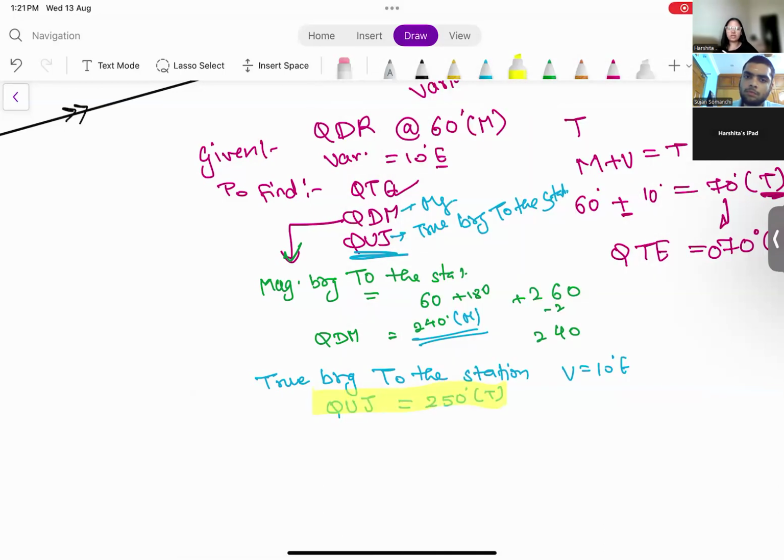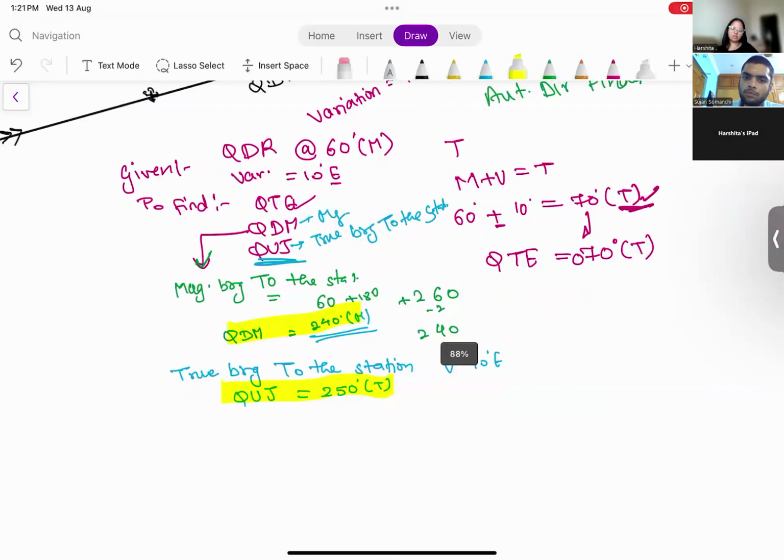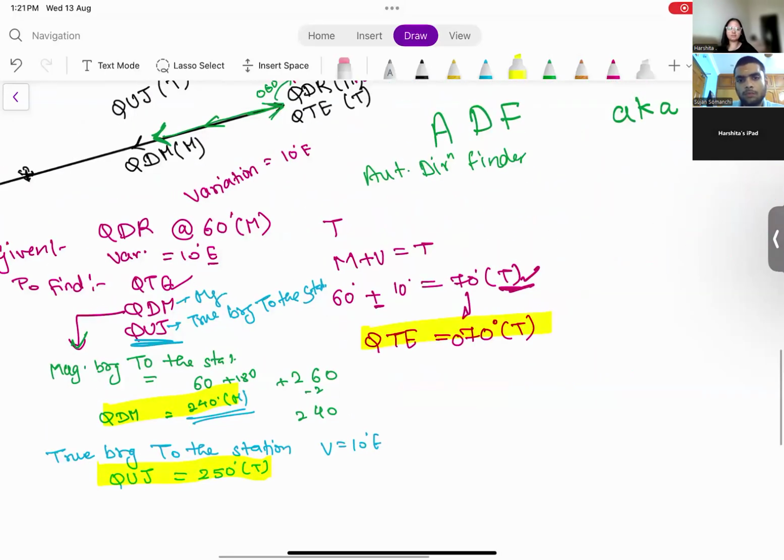See, you are able to find all the values. QUJ, QDM, QDR was given and you found QTE. Yes. See, you are able to find all these values now. Right?